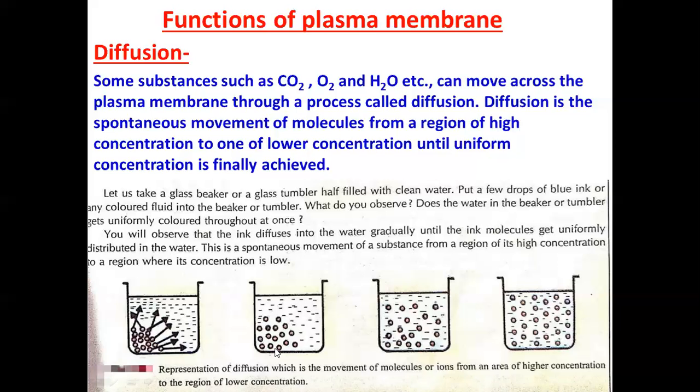Until it reaches the equilibrium state, it will keep mixing with the solution. Clear? This is the representation of diffusion, which is the movement of molecules or ions from an area of higher concentration to a region of lower concentration. Clear? Now, this particular diffusion is very useful, especially in the case of amoeba. If we take the example of amoeba, it is very useful for them because with the help of diffusion only, amoeba is exchanging gas.